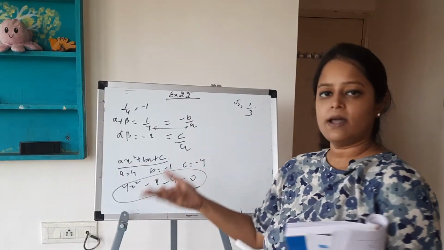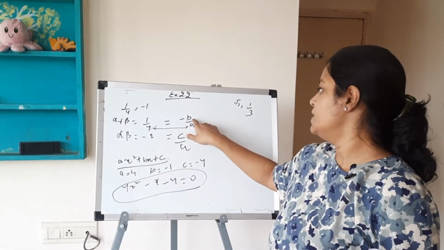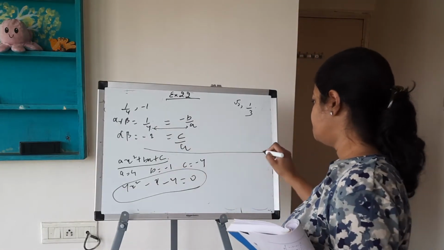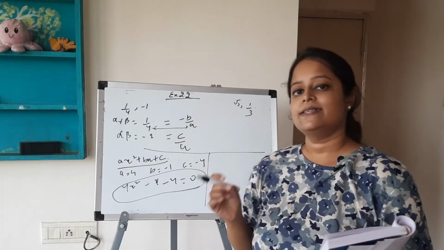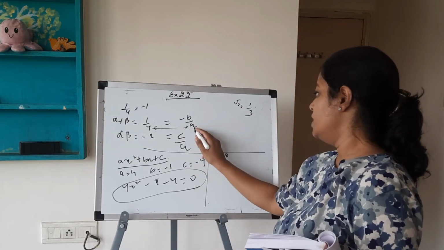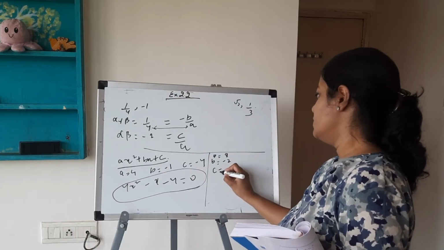You can do it some other manner also. You can keep a equal to 1 also. If you keep a equal to 1, then b will become minus 1 by 4. Or you can keep a as 8, for example. Let's keep a as 8. If we keep a as 8, then b will become minus 2 and c will become minus 8.